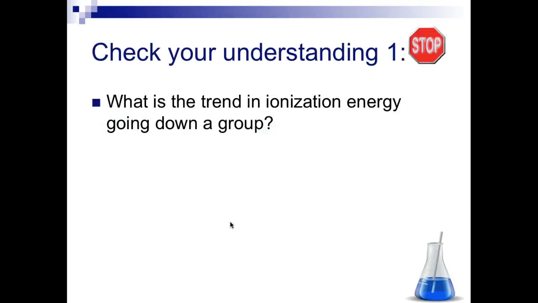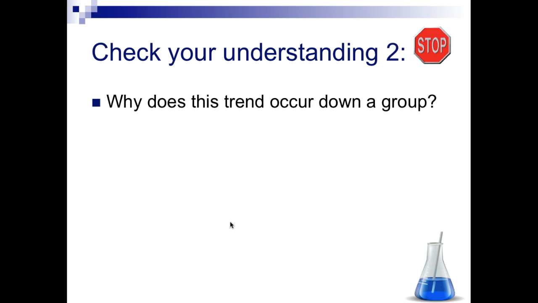So let's check your understanding. Let's look at these two questions. I want you to work on these two questions in your notes tonight, and then we're going to talk about these when you come into class tomorrow. The first one is, what is the trend in ionization energy going down a group? And the second one is, why does this trend occur going down a group?